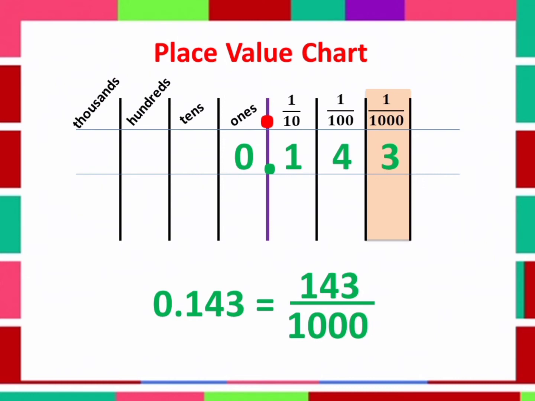Now, how about if we have 0.3 and we are not using the place value chart? As long as you know the place value of a number, you can easily answer the given. The digit after the decimal point will be your numerator, and name each digit to get the denominator.